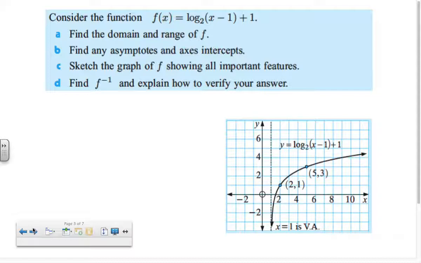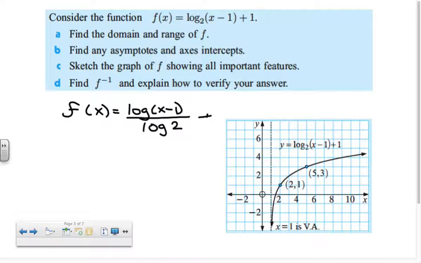Now this is a little bit harder than it looks because if you'll notice here, it's not log base 10. You don't have log base 2 in your calculator, so you have to change the base. So what we can rewrite this as is f of x equals log of x minus 1 over log 2, plus 1. And this will be the whole thing that you will put in your graphing calculator. Make sure you use parentheses. Okay, parentheses here, all right?